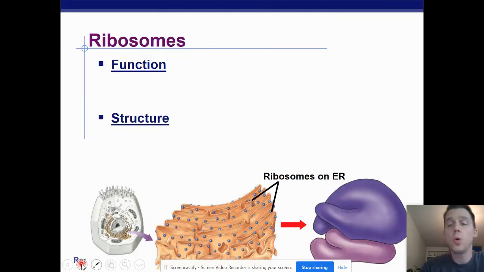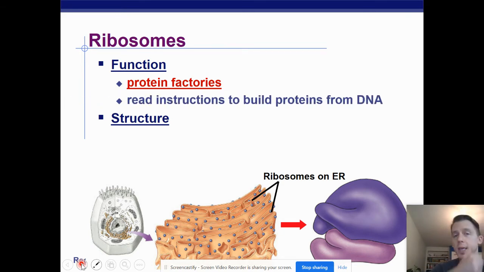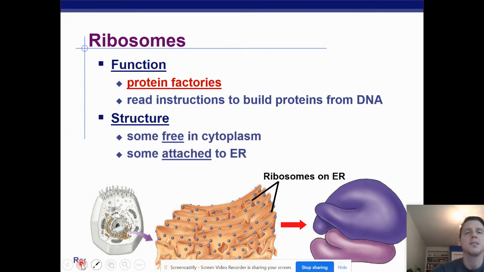Now, in addition to our nucleus, we need ribosomes. Ribosomes are very tiny, and they're not actually membrane bound. Ribosomes are so important that they're found in all cells, prokaryotes and eukaryotes alike. Ribosomes are protein factories. They basically read instructions and they build proteins. Some of the ribosomes are floating around free in the cytoplasm, and some are attached to the endoplasmic reticulum. So we see them here on the ER.